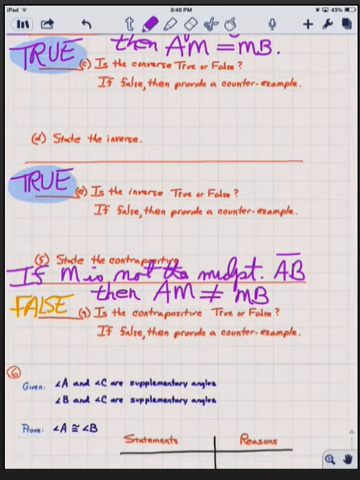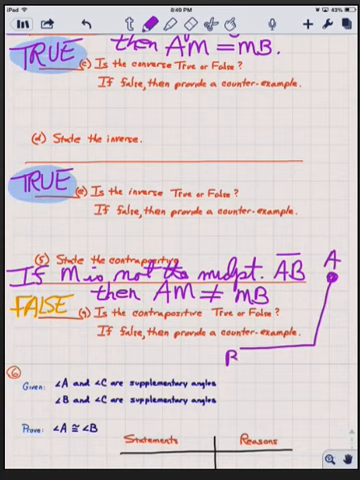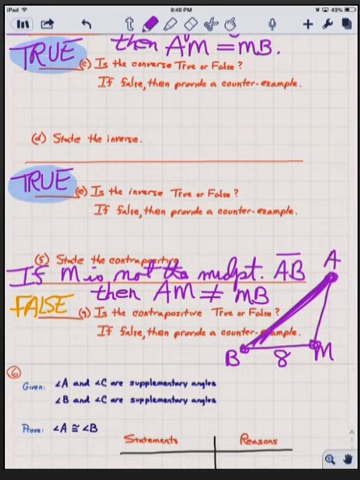And that is false. Why? Because if M is not the midpoint of segment AB, I could draw a diagram like this. M is definitely not the midpoint of segment AB. It's not even on segment AB. But it is possible that it's equal in length, such as this distance could be 8 and this distance could be 8. So I satisfied the given information.